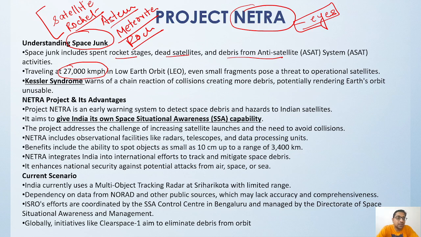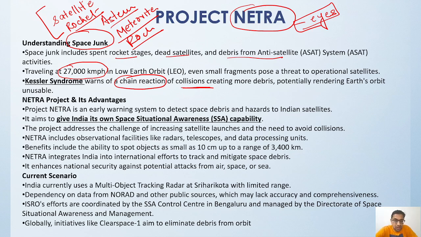You might have heard of the Kessel syndrome. Kessel syndrome says that a chain reaction may occur if there is a collision, and it may create more debris. This debris will collide with other satellites, and other satellite debris will collide with other debris. It has the potential to render the whole Earth's orbit unusable, because if millions of pieces of debris are rotating in the low Earth orbit, it is very difficult to put anything into orbit there. So this is regarding Project Netra.